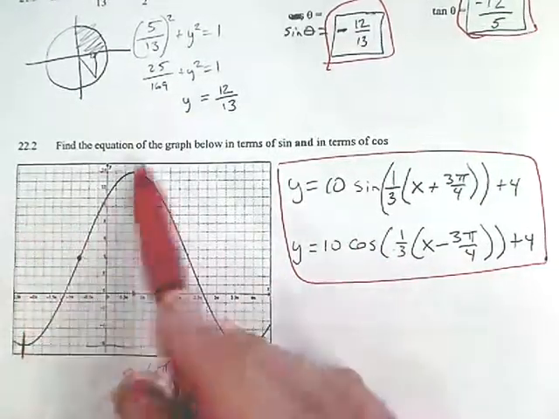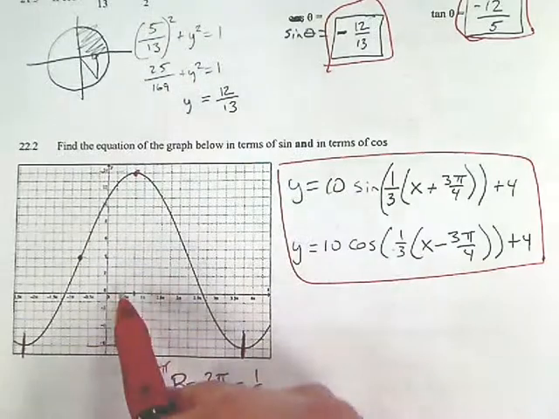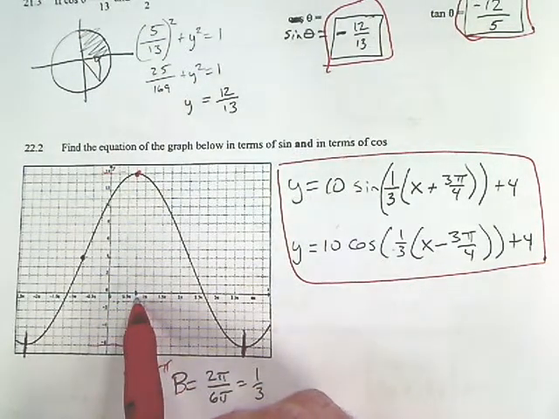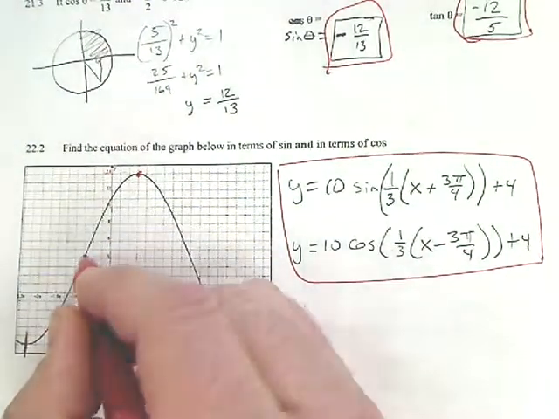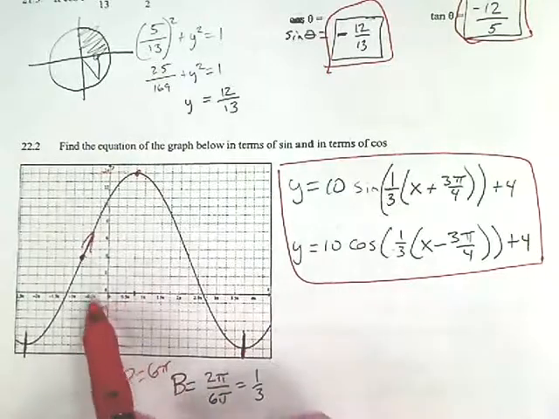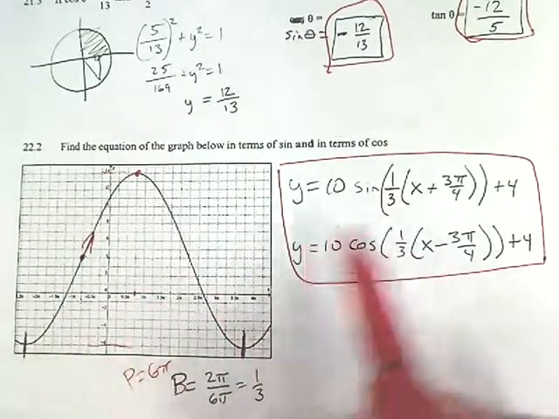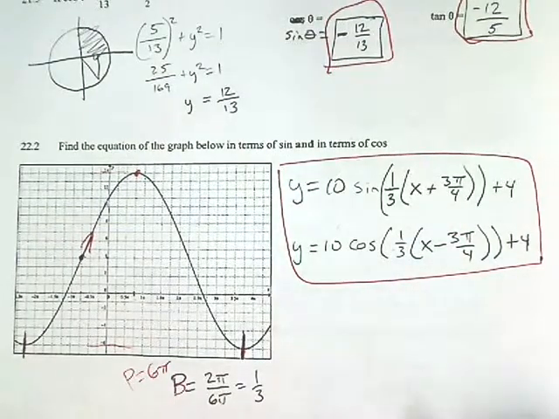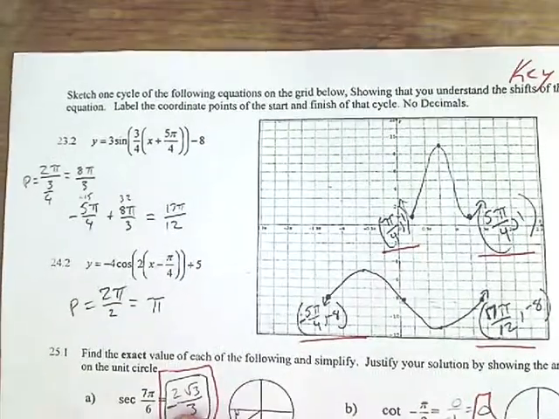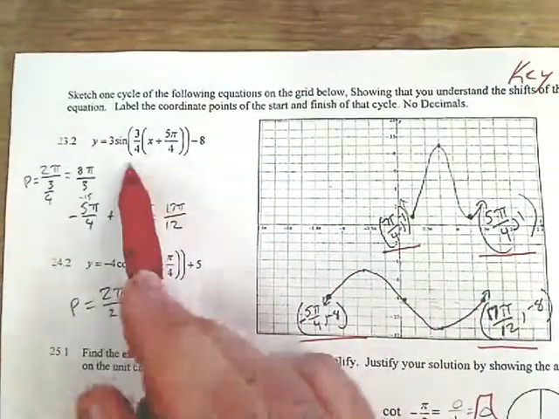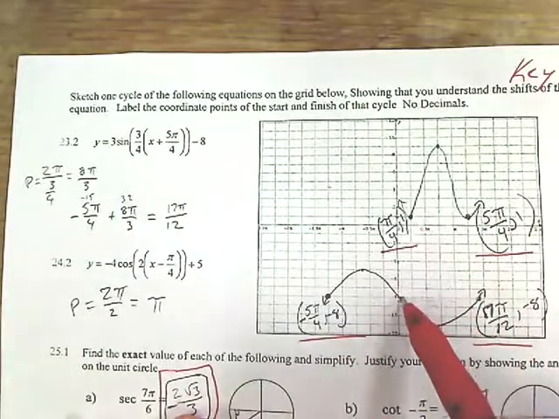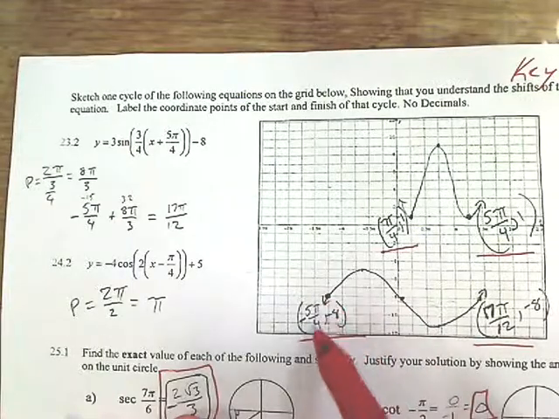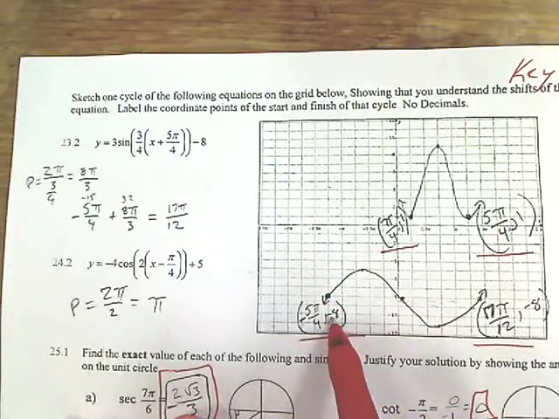Cosine starts at a maximum. So how about that guy? So that would be 3 pi over 4. So minus 3 pi over 4. Sine starts in the middle and goes up. And that's back over here at negative 3 pi over 4. Sine. It's the easiest one to shift, I think. It's down 8. Back 5 pi over 4, so don't forget to write the negative. 5 pi over 4, negative 8.